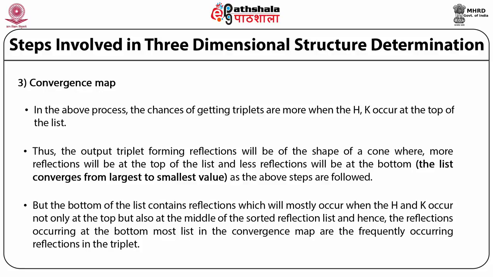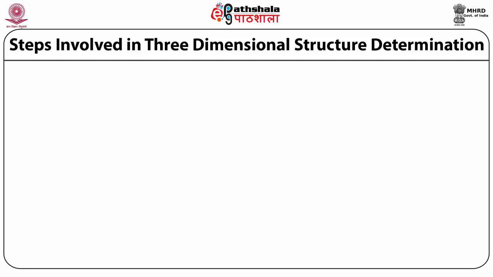So now we talk about another step known as the divergence map. Here, from the bottom of the reflection list, we select a few reflections and assign them known phase values, 0 or pi. Knowing the probability value for the triplet and knowing these two phases, the third phase can be found out. So this is the principle of the divergence map. Starting from a small bunch of reflections, we are going to get the phases for the remaining bulk of reflections. That is why it is known as the divergence map.